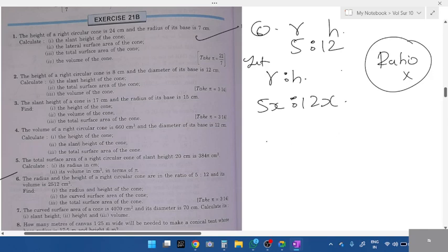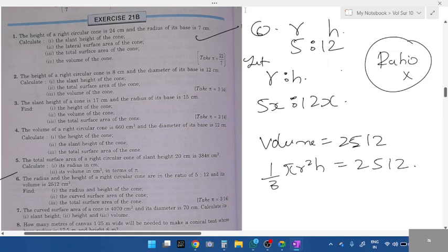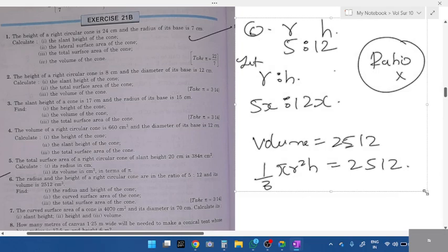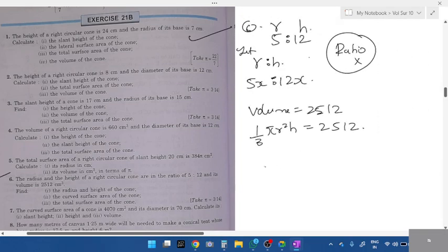That's it. We are done with the question. See how simple the answer is. Find the volume, the value is given. Volume is equal to 2512. If volume is given, use volume formula. What is volume formula? 1 by 3 pi r square h is equal to 2512. Complete this, students. All of you try this. Be quick. 1 by 3 into 22 by 7 into r square. R square is 5x the whole square, into h. H is 12x.